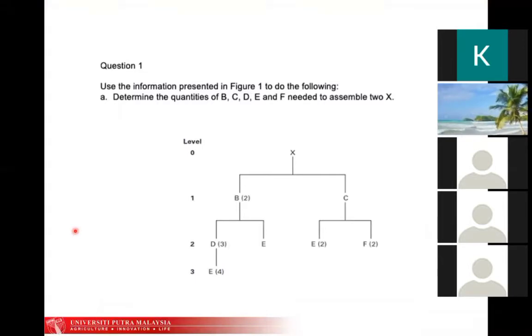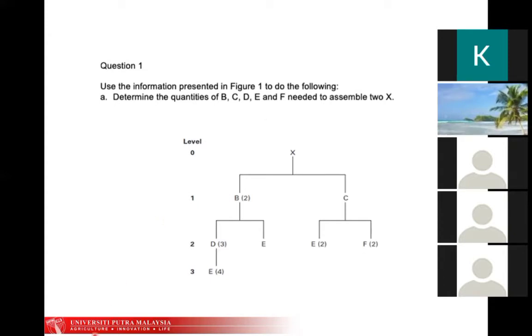Okay, for question 1, Kachin Mubrapan, I want to present and explain question 1A. Use the information presented in figure 1 to do the following. A. Determine the quantities of B, C, D, E, and F needed to assemble 2X. This is figure 1.